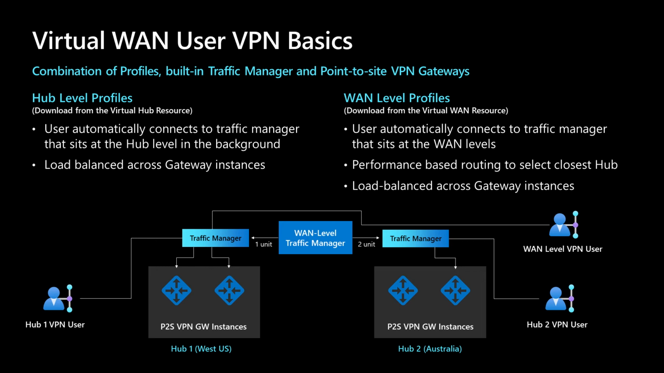However, the WAN-level user downloads a WAN-level profile and connects directly to a global traffic manager. Let's say for now the user is working in San Francisco. Hub 1 in West US is closer. So the global traffic manager connects the user to Hub 1. Let's say this user then takes a business trip to Melbourne. The Australian hub is now closer, with lower latency. So now he or she will have their traffic routed to the Australian hub.